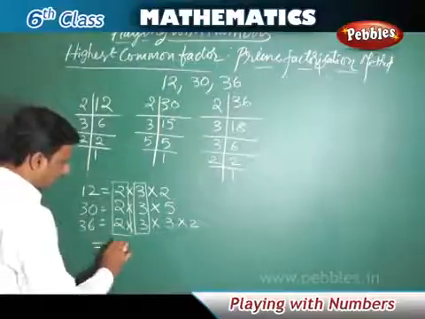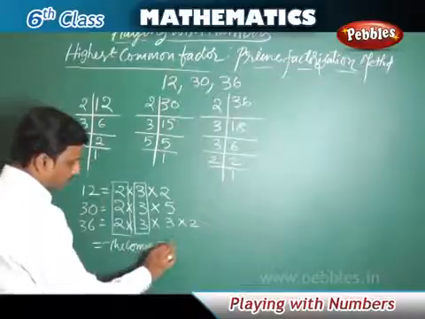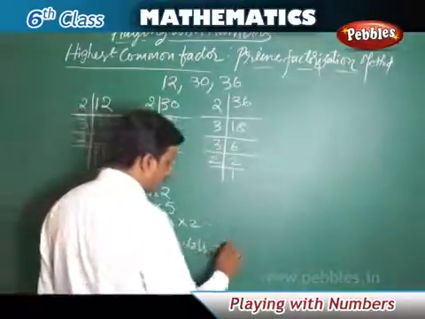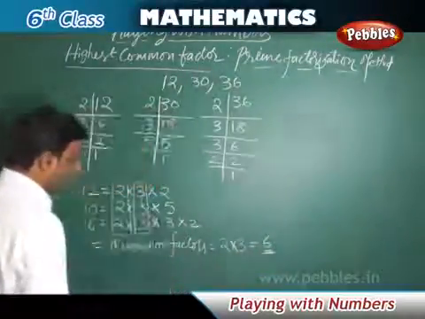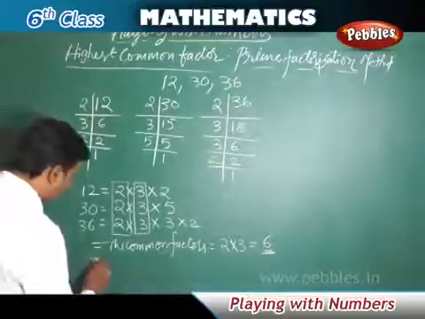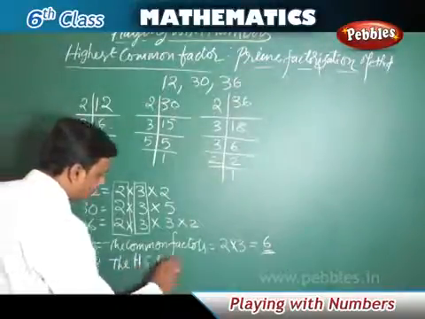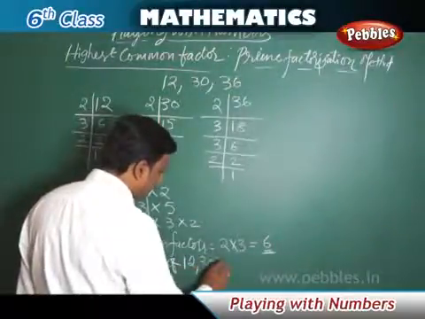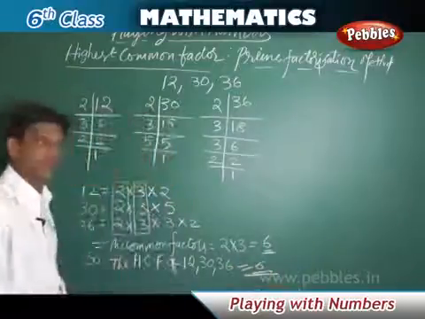So the common factors are 2 into 3, that is 6. So the HCF of 12, 30 and 36 is 6.